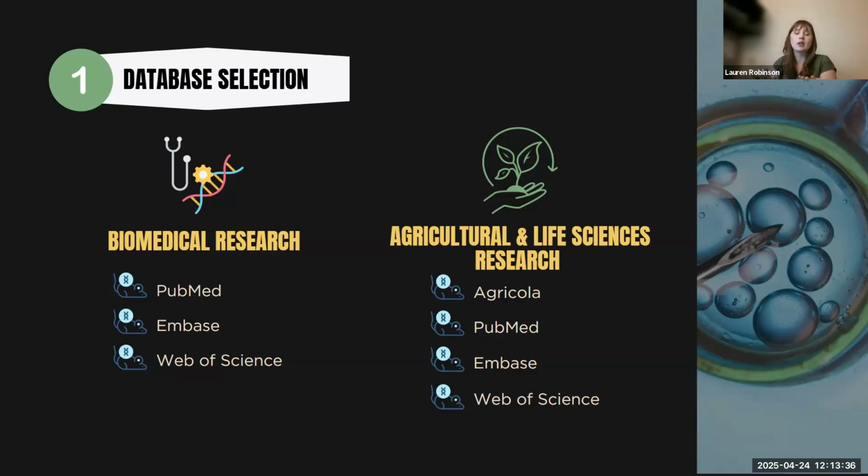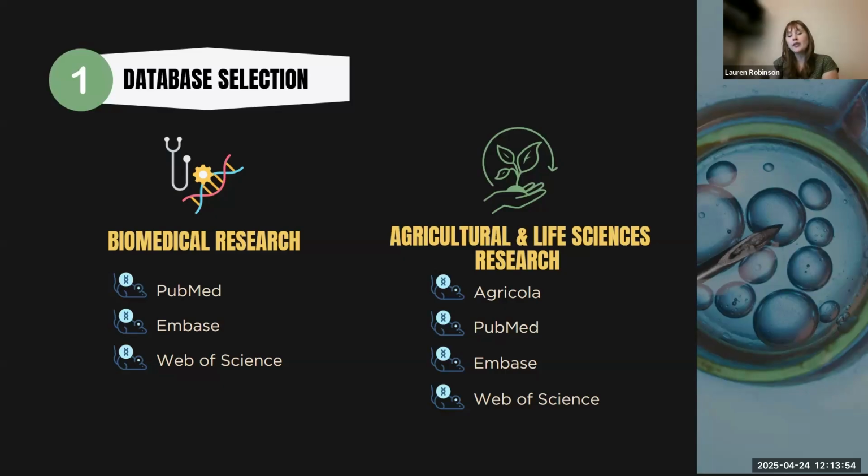And these are really dependent on your topic, which ones are going to be selected. Like I said, if it's a pharmaceutical study, I'm probably just going to do Embase and PubMed, right? It kind of just depends on the research. And then agriculture and life sciences. So this is much broader. Agricola is one of the big ones.